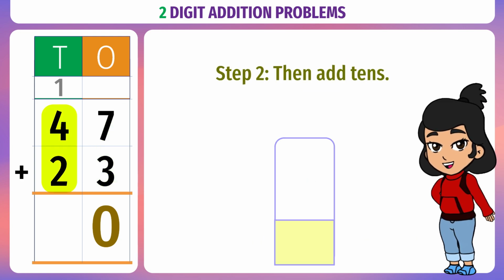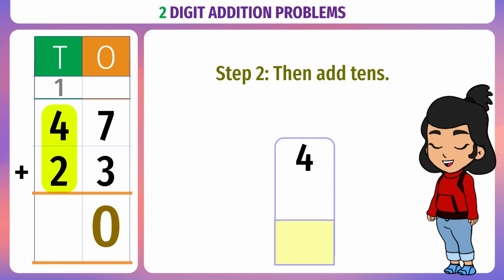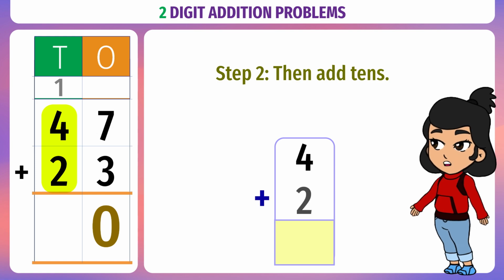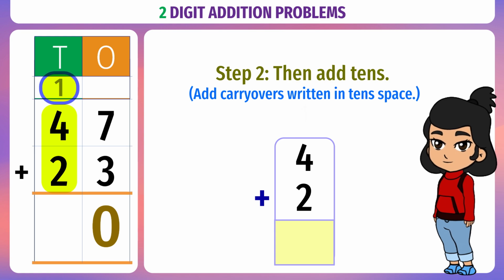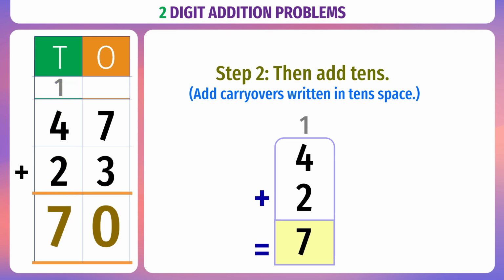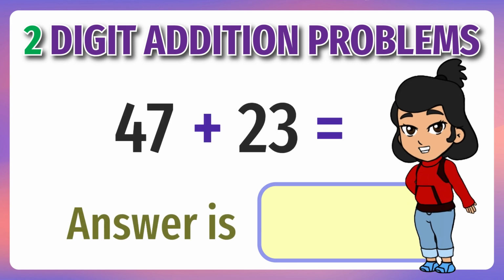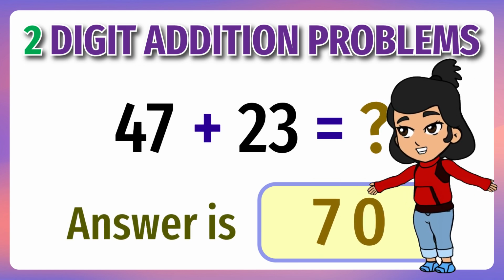Next, let's add tens. 4 plus 2 plus carry over 1 equals 7. 47 plus 23. We get the answer 70.